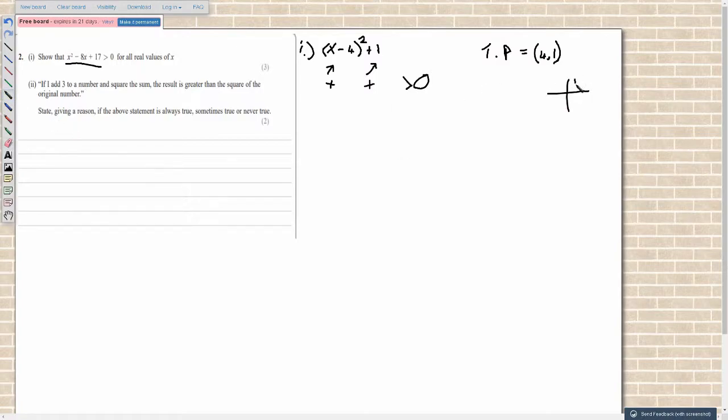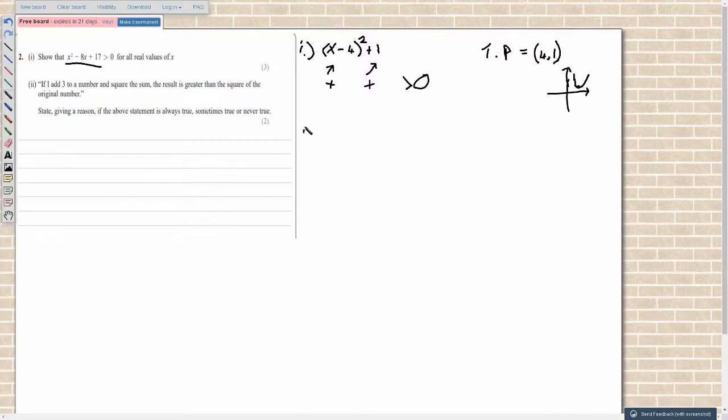So say it looks something like this, right? Bad sketch, but you get the idea. If it looks something like that, this is my minimum point here. It's always positive, right? It never goes under the x-axis. So that again just clarifies it in a clearer expression.